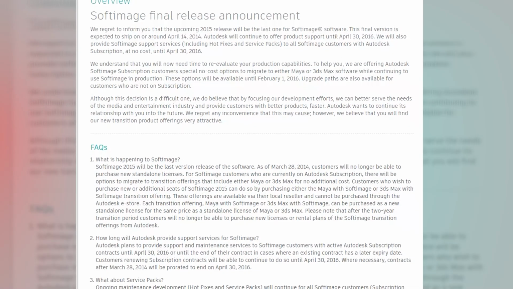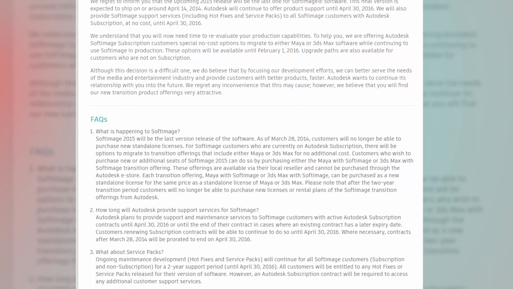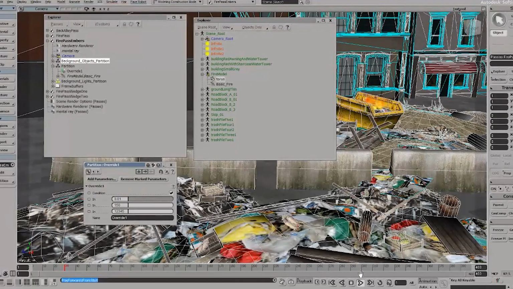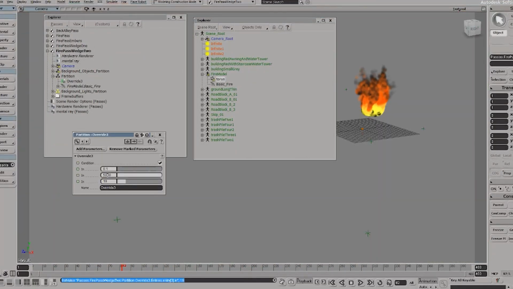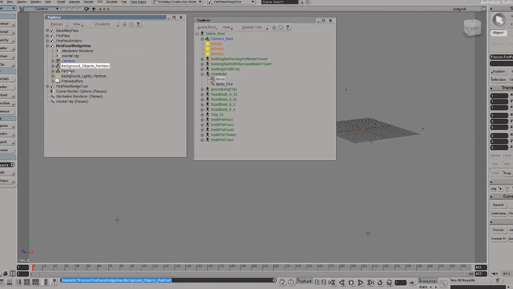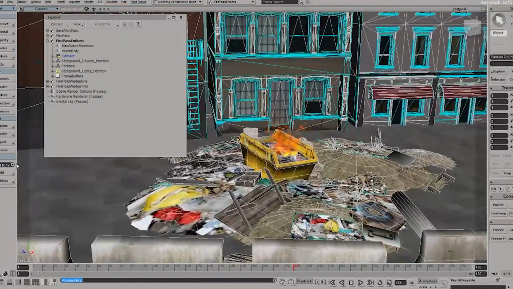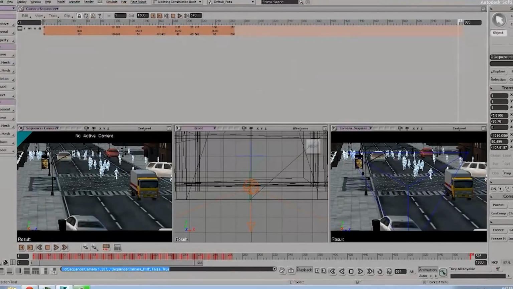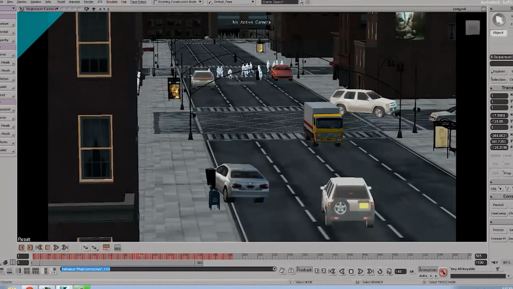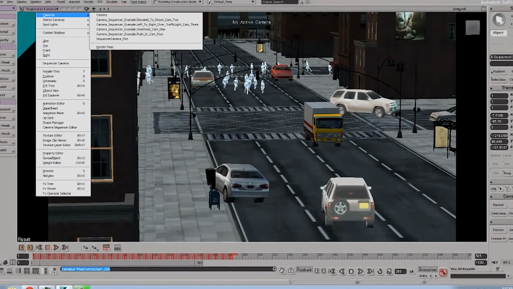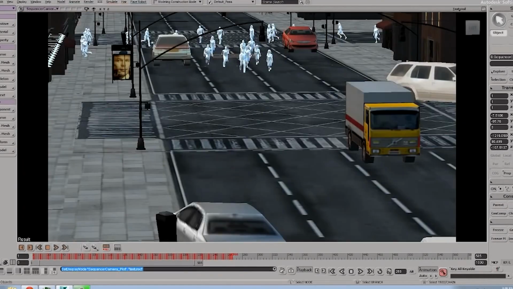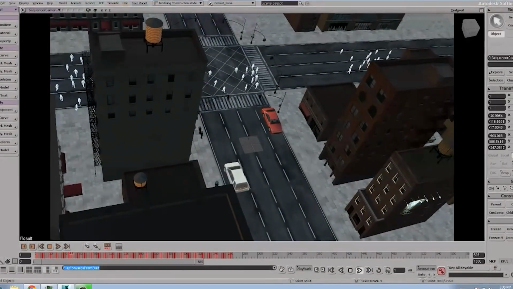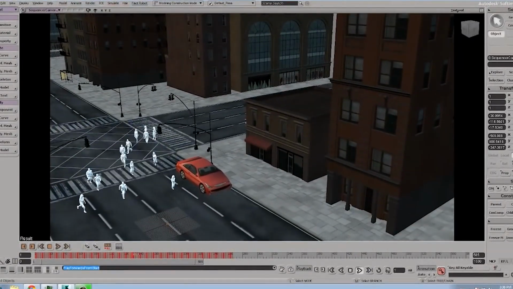In March 2014, Autodesk published Softimage's final release announcement, letting its users know that the 2014 release is the last one for Softimage, which shipped on April 14, 2014. Autodesk assured its clients that it will offer product support until April 30, 2016, and that they're going to provide Softimage support services to all Softimage customers with Autodesk subscriptions at no cost. They also offer Softimage subscription customers a special no-cost option to migrate to either 3ds Max or Maya software while continuing to use Softimage in production.